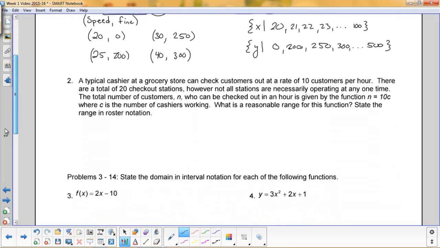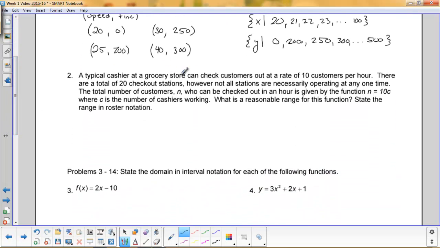Number 2. Along those same lines, a typical cashier at a grocery store checks out customers at $10 per hour. All right? Well, let's go ahead and think about it in terms of ordered pairs.